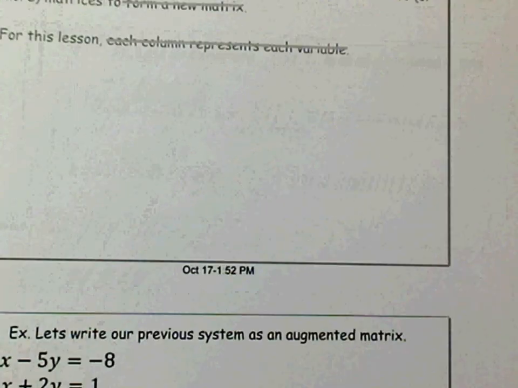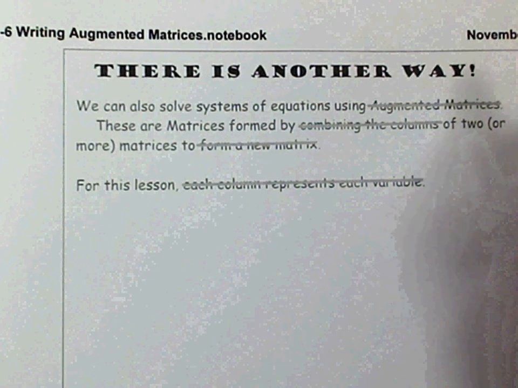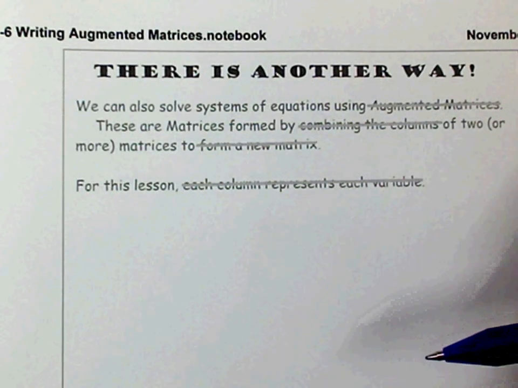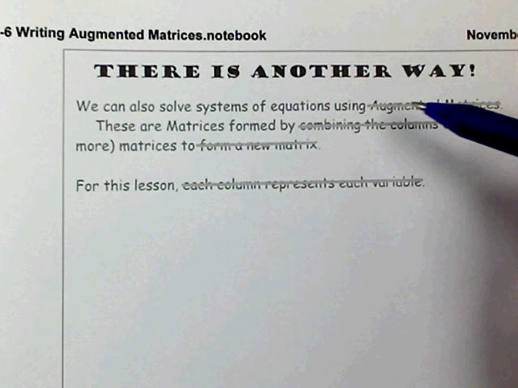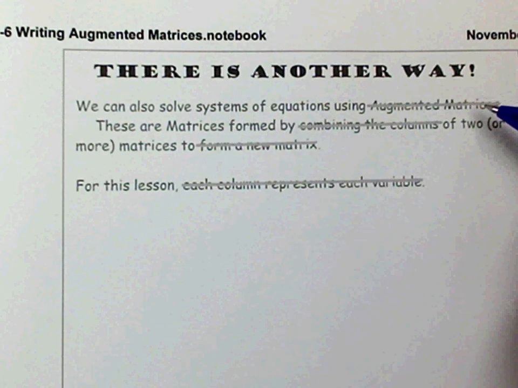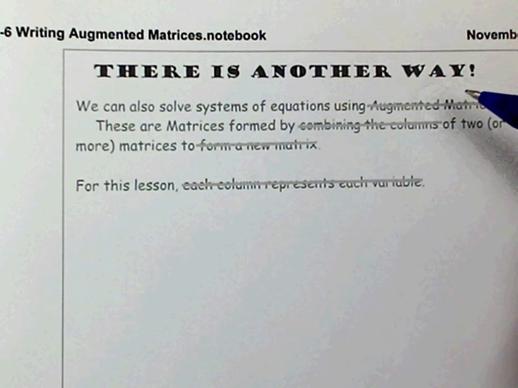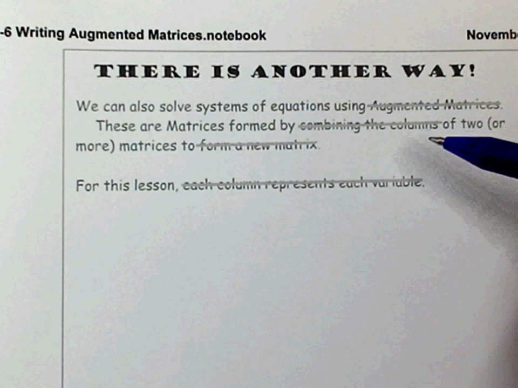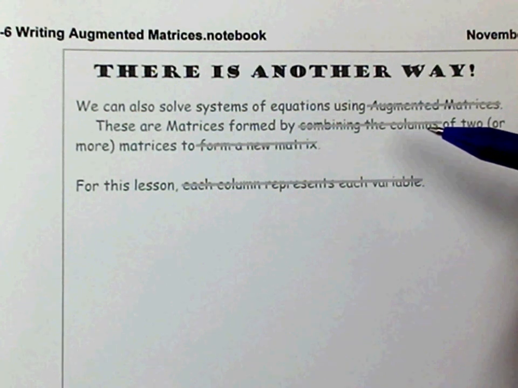So that was a way you could have done it. That was how you could solve systems of equations. Okay? So today we're going to use augmented matrices. These matrices are formed by combining the columns of two or more matrices to form a new matrix. So let's teach you guys how to write it.